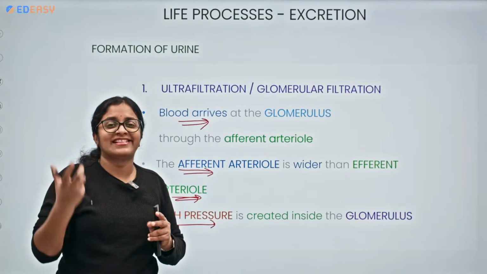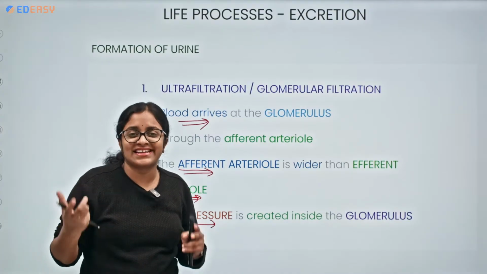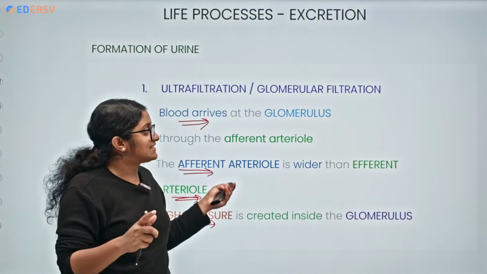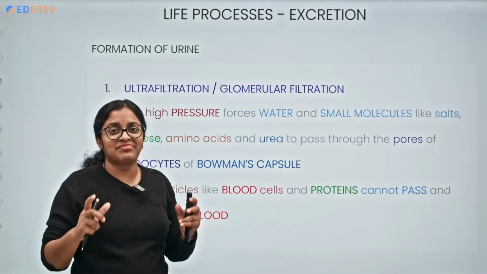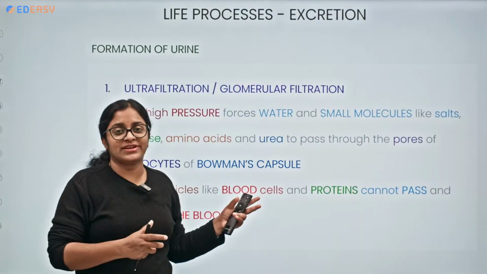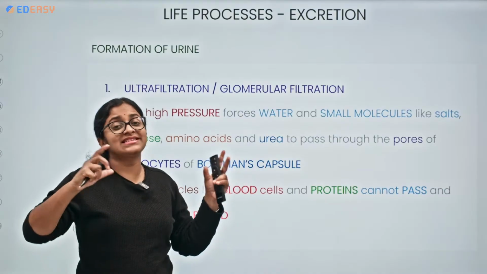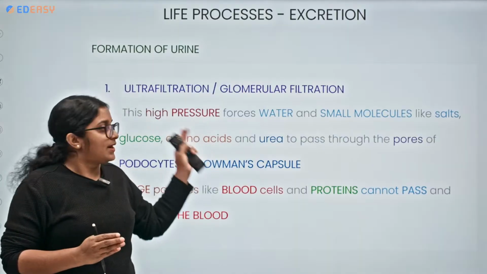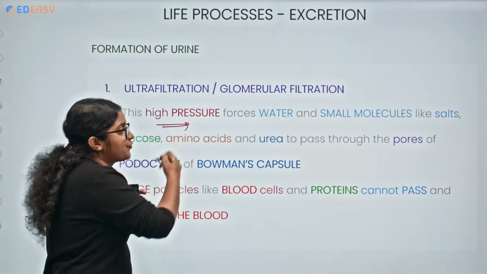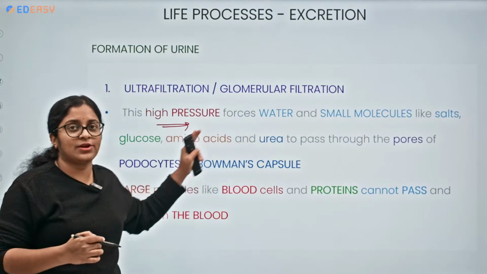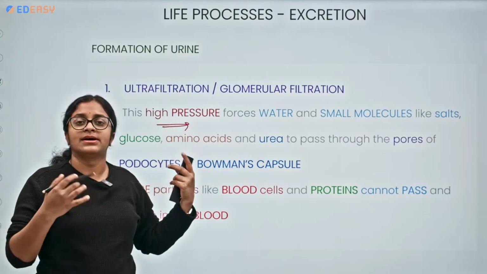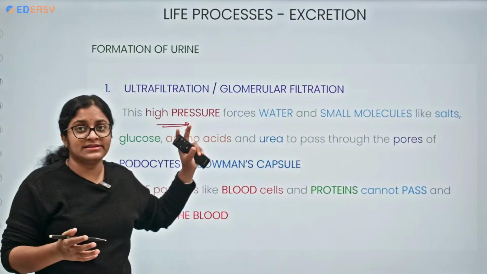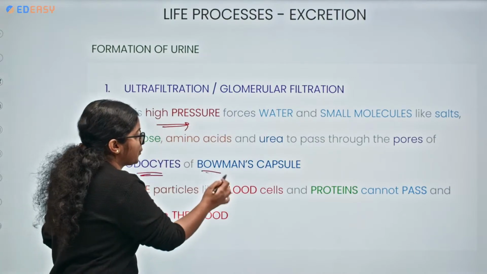Now, the tea powder containing tea, we are separating the liquid part in the strainer, and the same thing is happening here. There is a high pressure accomplished because of the differences in the width of the afferent and efferent arterioles. So what does this high pressure do? It is forcing some of the water and small molecules, like salts, glucose, amino acids and urea, to pass through the pores of the podocytes of the Bowman's capsule.